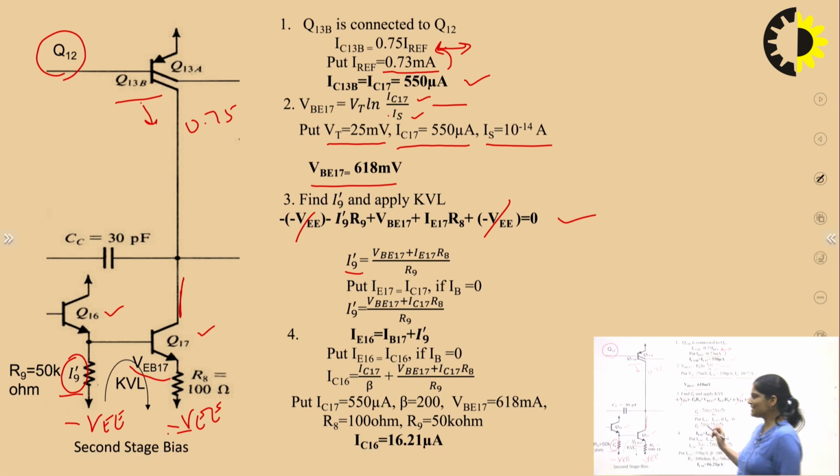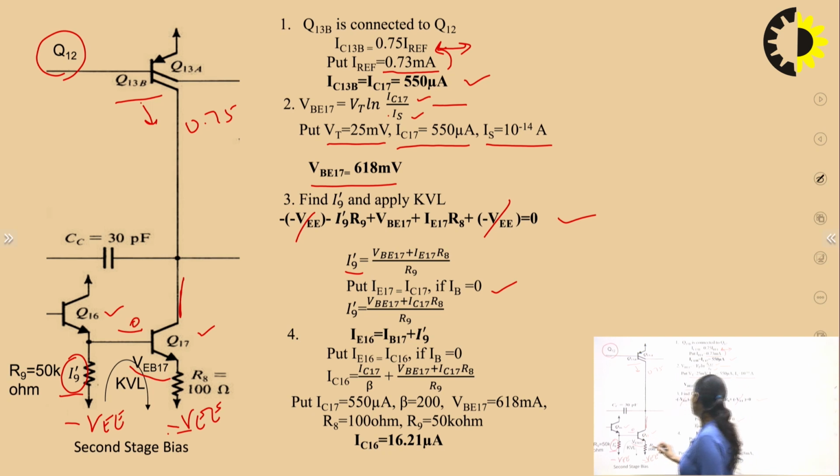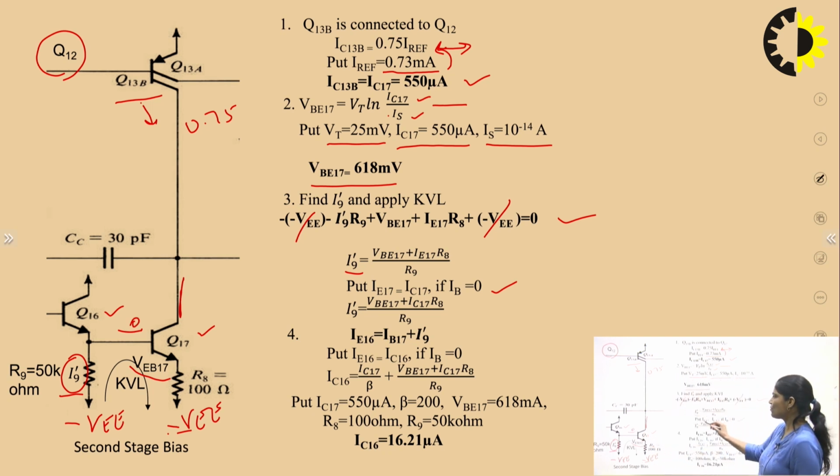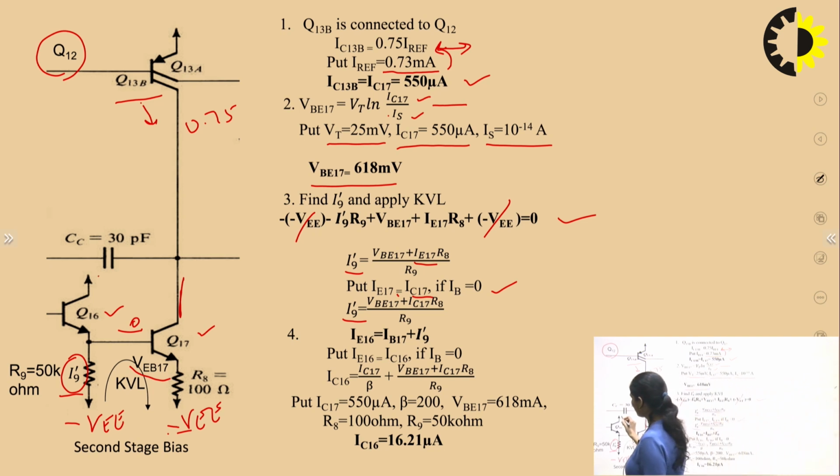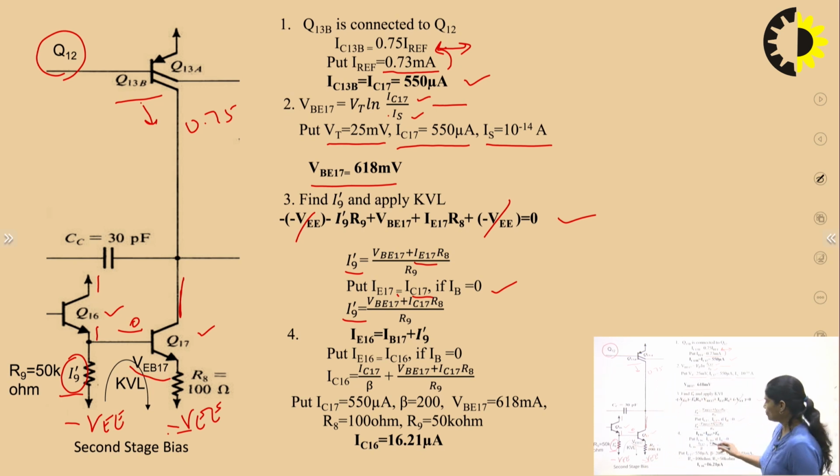Now here IE17 is equal to IC17 if we consider the base current nearly equal to 0. So IE17 is equal to IC17. So put here IE17 in place of IC17, and we will get this equation for I9 dash. Now we have to find the collector current for transistor Q16 and the emitter current for transistor Q16. The emitter current for transistor Q16 is how much? I9 dash plus the base current of transistor Q17. So here IE16 is equal to IB17 plus I9 dash.